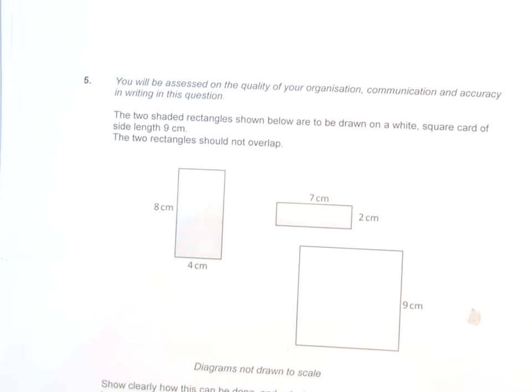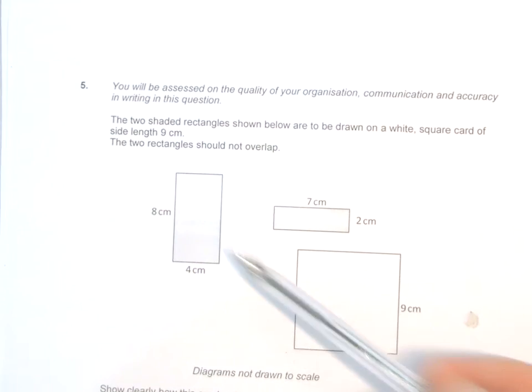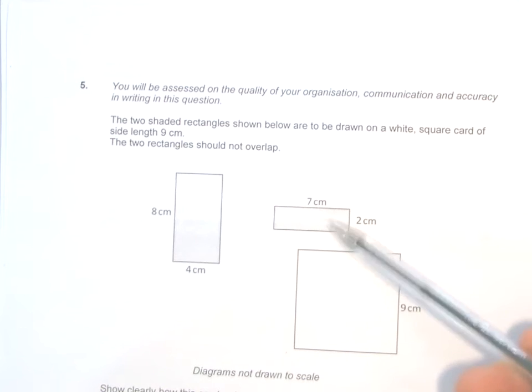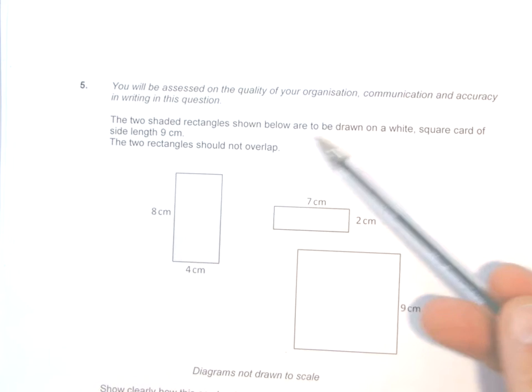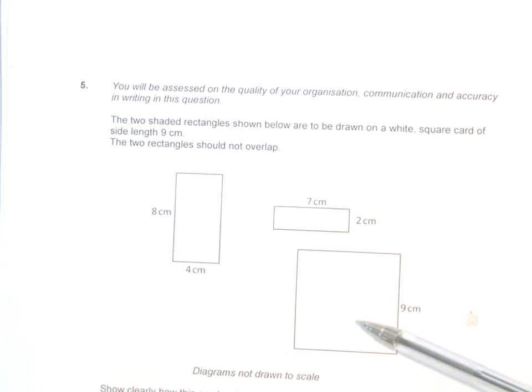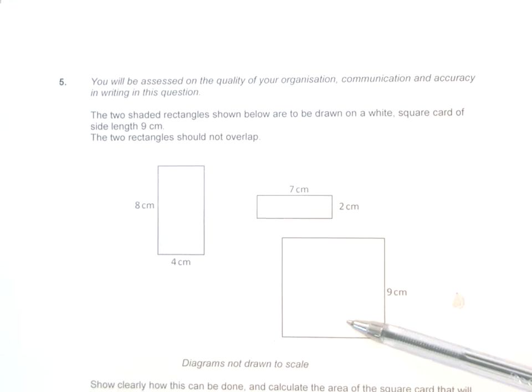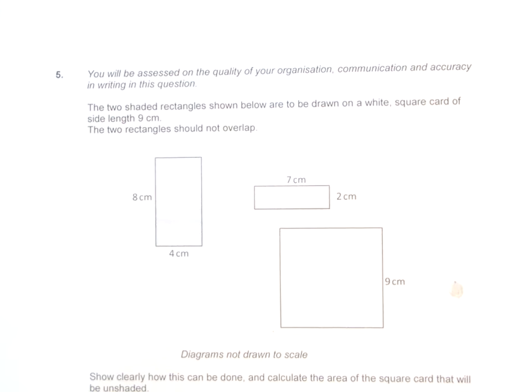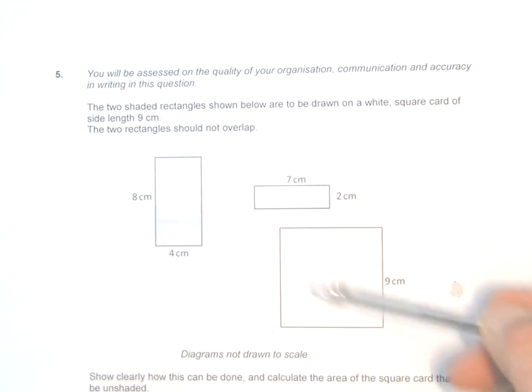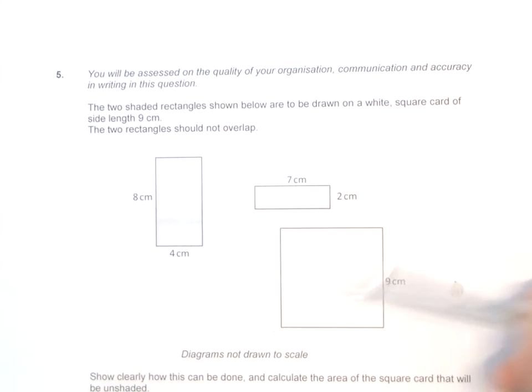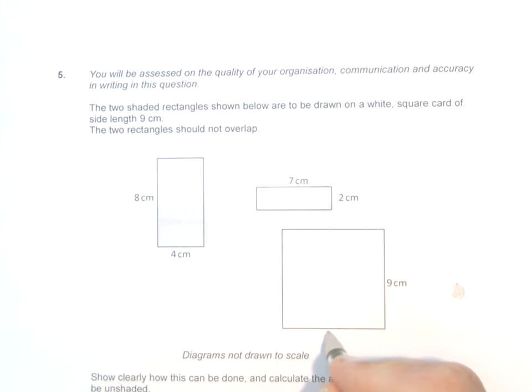And when you read it, it says the 2 shaded rectangles, so that one is shaded and that one is shaded, below are to be drawn on a white square card of length 9 centimeters. The 2 rectangles should not overlap. Show clearly how this can be done and calculate the area of the square card that will be unshaded. Now, if we focus on this white square here, it is a square, don't forget. So I could write 9 here as well.